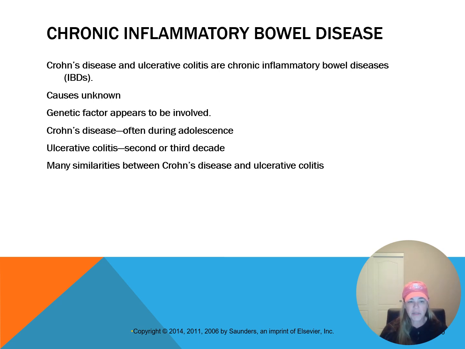Crohn's disease happens a lot in adolescents, but we are seeing it in younger kids as well. Ulcerative colitis tends to happen in your 20s and 30s. There are some similarities in treatment for both Crohn's disease and ulcerative colitis. It seems to be an autoimmune type disease where the immune system creates this problem of having inflammatory bowels.